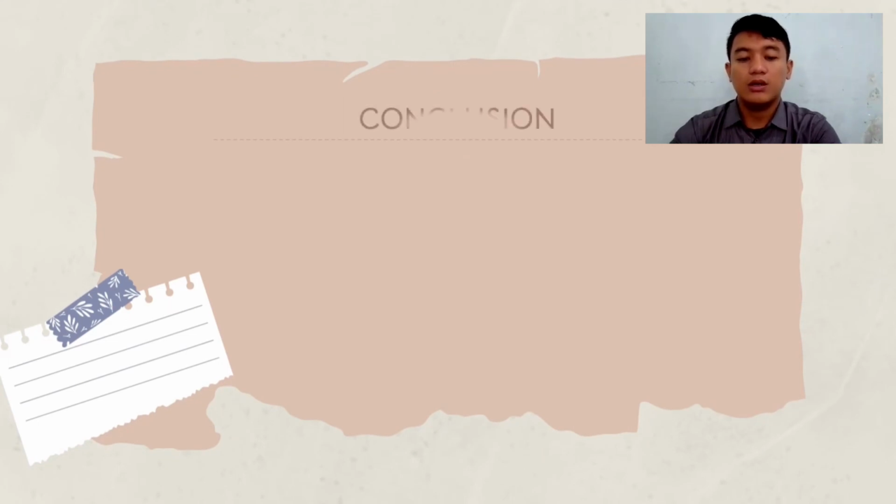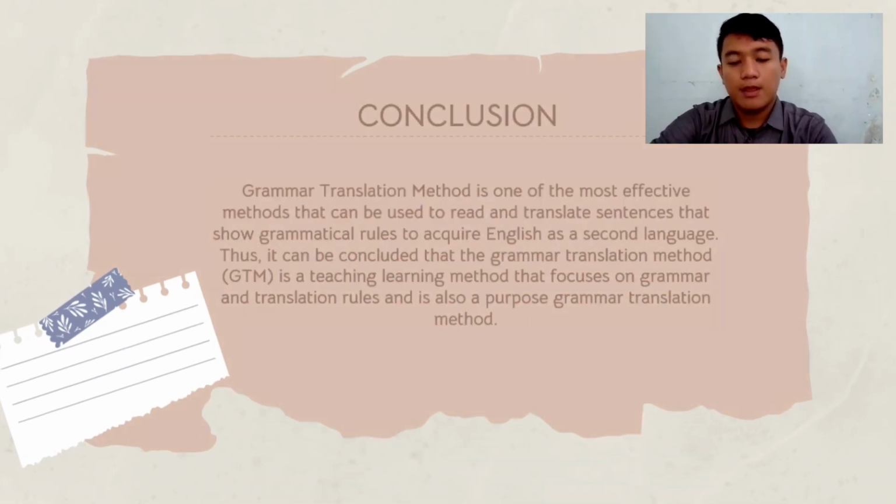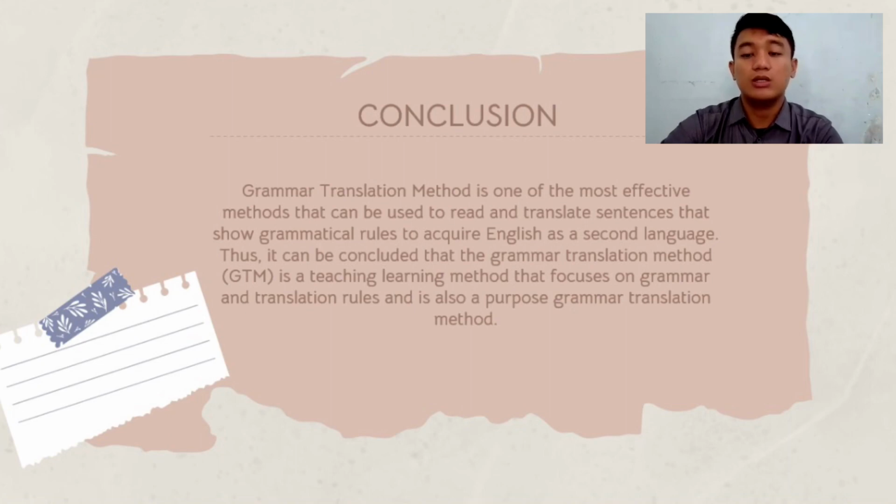And the last, the conclusion. The grammar translation method is one of the most effective methods that can be used to read and translate sentences that show grammatical rules to acquire English as a second language. Thus, it can be concluded that the grammar translation method is a teaching and learning method that focuses on grammar and translation rules.